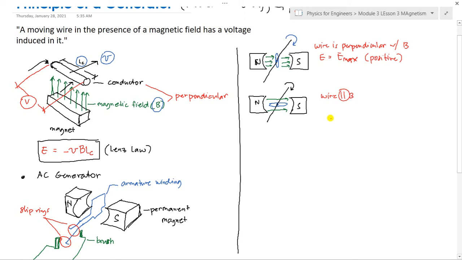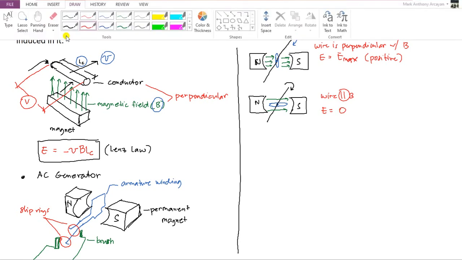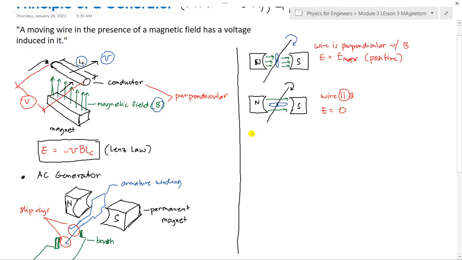So this is the symbol for parallel. So parallel to the magnetic field, we don't have an induced voltage here. Tungod kay parallel man siya, maka-induce sa tag voltage kung perpendicular. So E here is 0. Then lastly, ang last position is kanisiya.